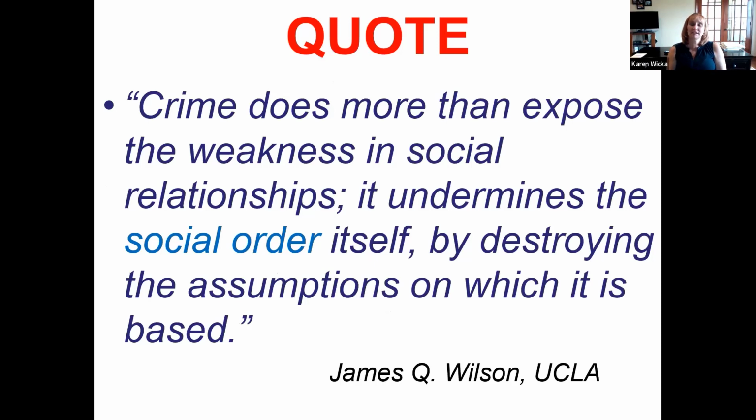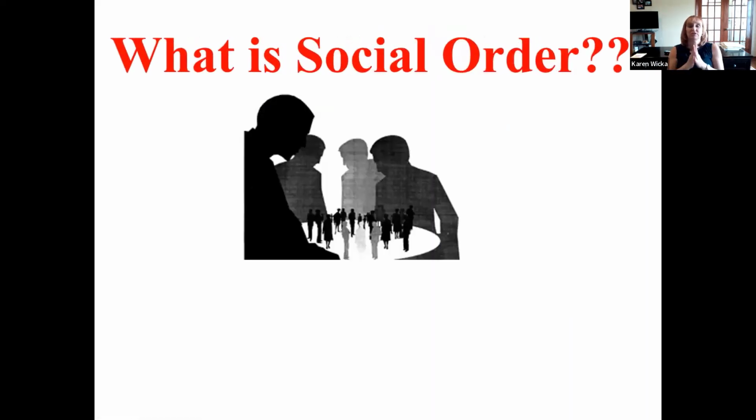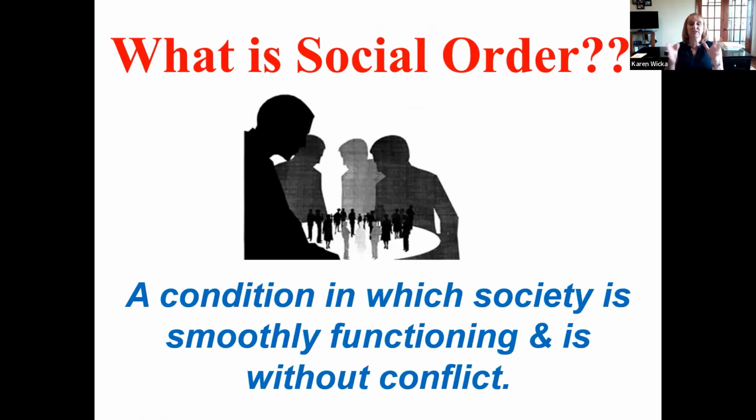Now, crime does more than expose the weakness in social relationships. It undermines the social order itself by destroying the assumptions on which it is based, okay? So think about what you think this means. Crime destroys social order and therefore destroys the assumptions on which social order is based. So my question to you then is, what is social order? So if crime destroys social order, let's start with the first concept. What is social order? Social order has been defined as a condition in which society runs smoothly without conflict.